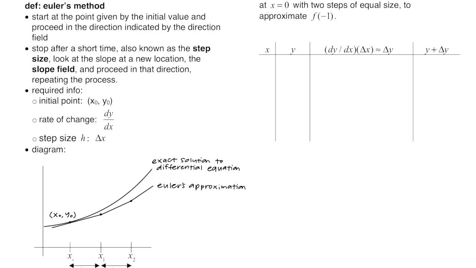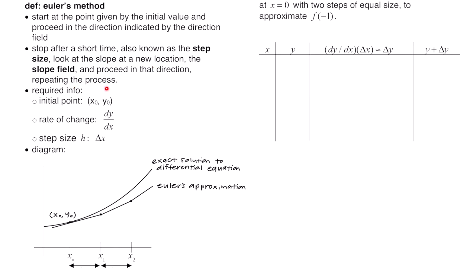For Euler's method, you're going to start with a point given by the initial value and proceed in the direction indicated by the direction field. After a short time, also known as a step size, we're going to look at the slope at a new location, which is the slope field, and proceed in that direction, repeating the process.